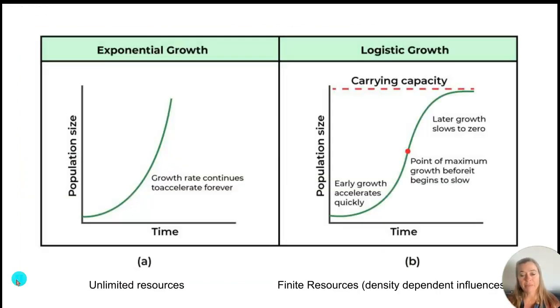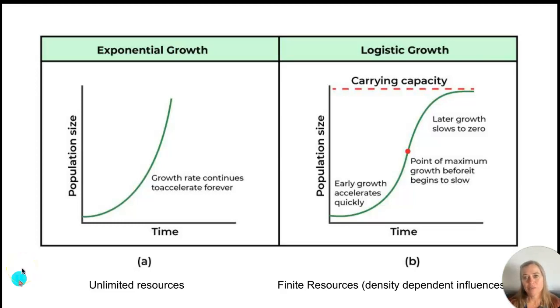Oftentimes when we think of graphing population growth, we think of that graph on the left-hand side, which is exponential growth. But exponential growth cannot go on forever because there are limiting factors on our planet. Eventually, the growth of the organism will have to start to decrease. And like I said, it should stabilize around the carrying capacity, which is how many organisms that particular ecosystem can stably support over a period of time.